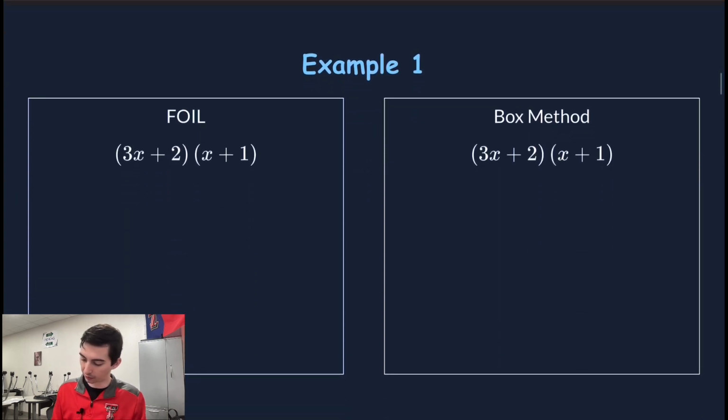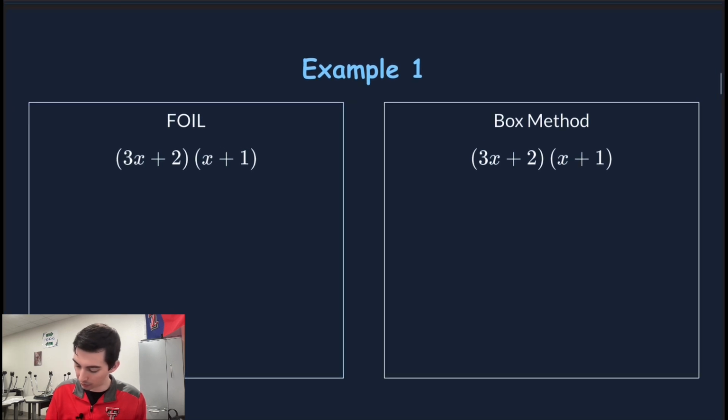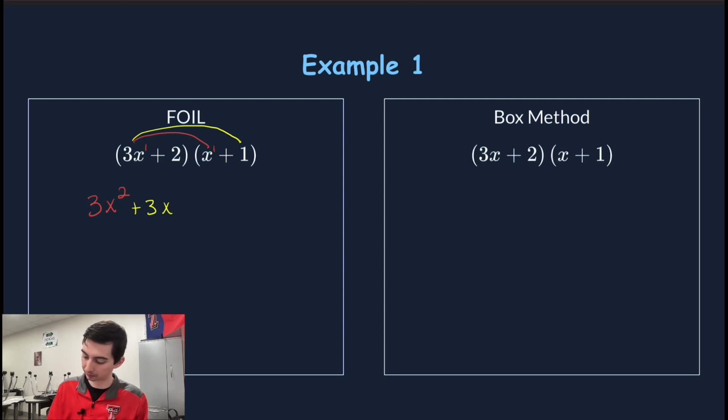So this first example, let's start with FOIL. And so we're going to multiply our first terms, which in this case is 3x times x. So I've got these ones as exponents, so I can add those to get 3x, and then 1 plus 1 would give me 2. Now I can do my outside terms, which is 3x times 1, which is just going to give me plus 3x. And then I can do my inside terms, which is 2 times x, which is just going to give me 2x.